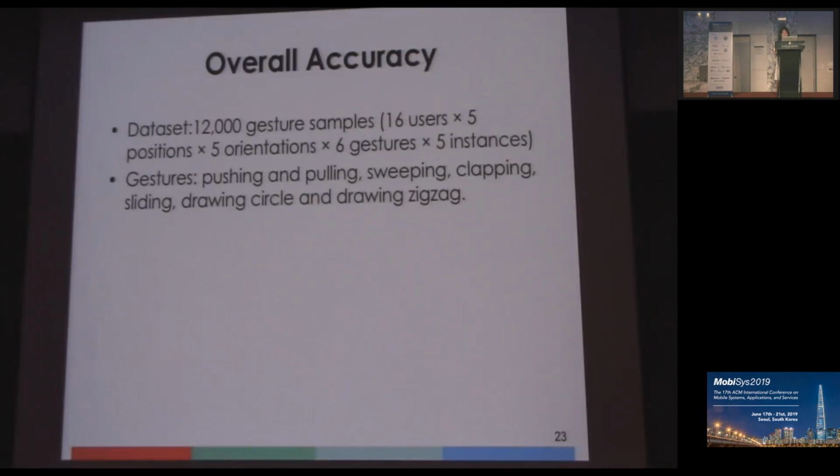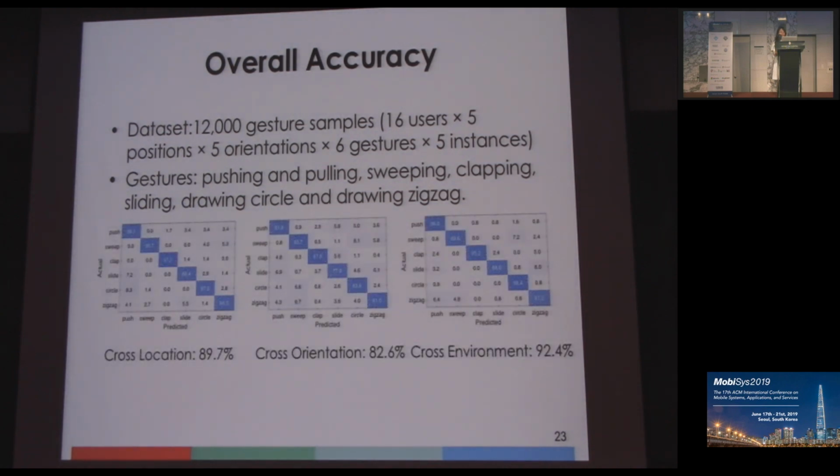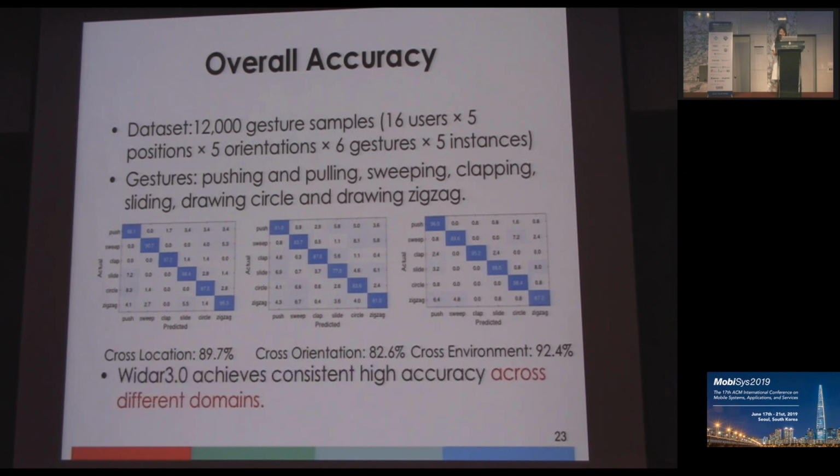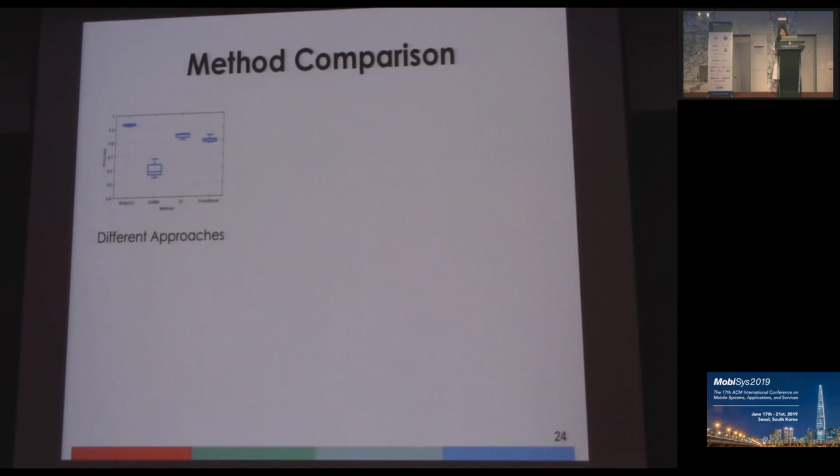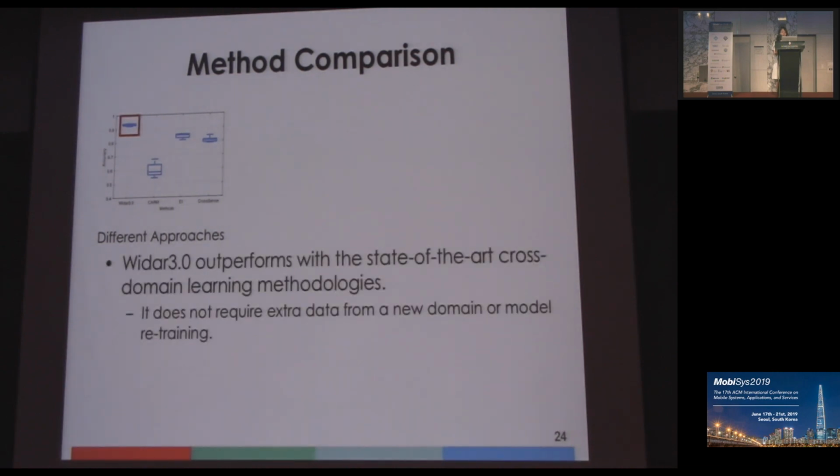First, we report the overall accuracy of Widar3. We use the data which consists of over 10,000 gesture samples, and 16 users participated in collecting the data set. The 3 figures show the confusion matrices of the 6 gestures for different cross-domain issues. We can see that Widar3 achieves consistent high accuracy across different domains. Then we compare Widar3 with 3 state-of-the-arts. The results show that Widar3 outperforms existing works, and different from these works, Widar3 does not require extra training efforts.